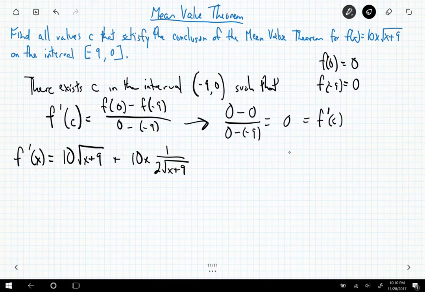Oh, by the way, when we had this equal to 0, that actually is a special case of the mean value theorem. It's called Rolle's theorem. So if you ever hear Rolle's theorem, it's just a special case of the mean value theorem where both of those values are equal. And in this case, they even equal 0.